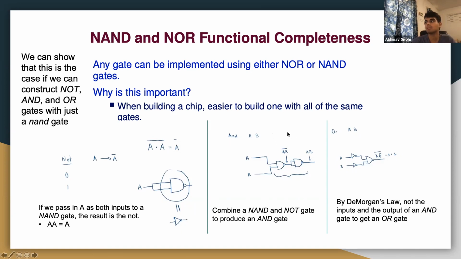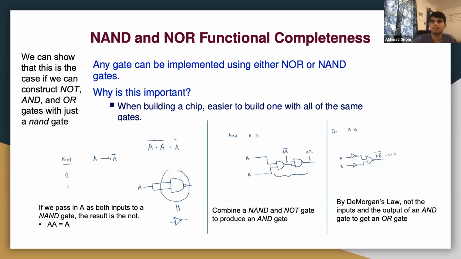When we actually build a chip in reality, it's easier to build one when all of the gates are the same, or most of the gates are the same. In this case, all of the gates are the same because we're claiming that just using NAND, we can build any gate. So we basically build the chip using just NAND gates, and that's a lot more efficient than building a chip with a bunch of different types of gates.